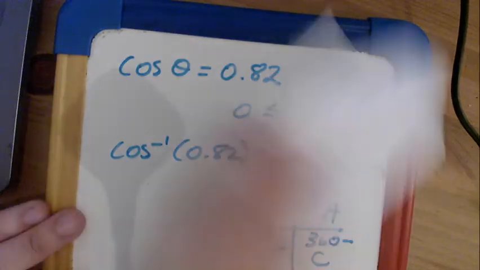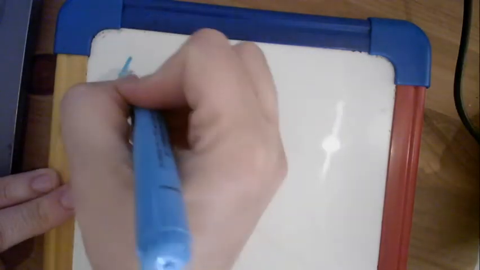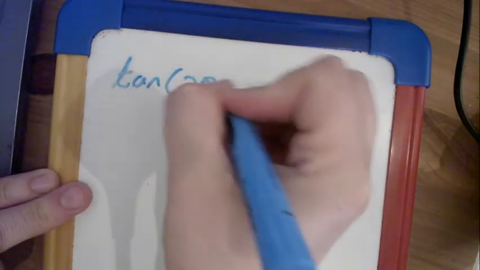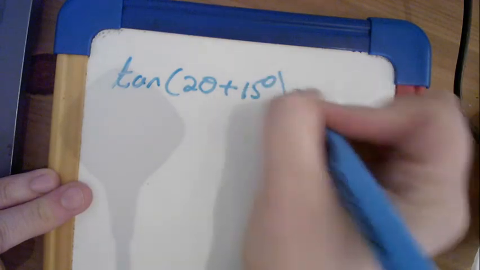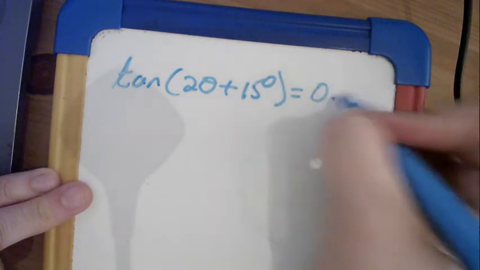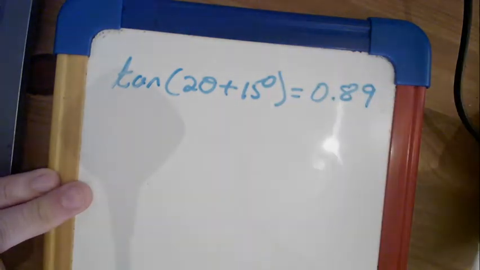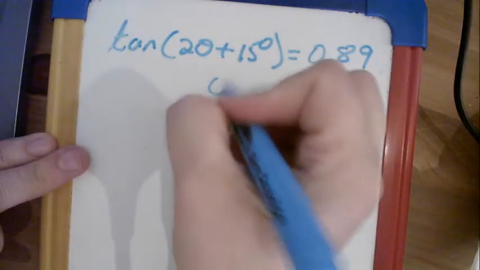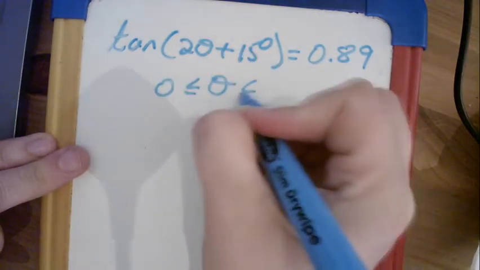But let's move on to something where we have to adjust the theta. So this time let's use a different one. Let's use tan. So I'm going to tell you that tan of 2 theta plus 15 is equal to 0.89. And once again, let's put theta between 0 and 360.